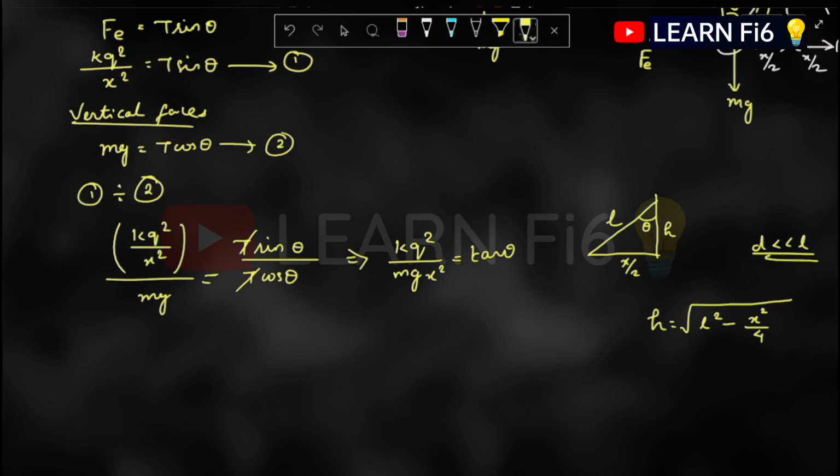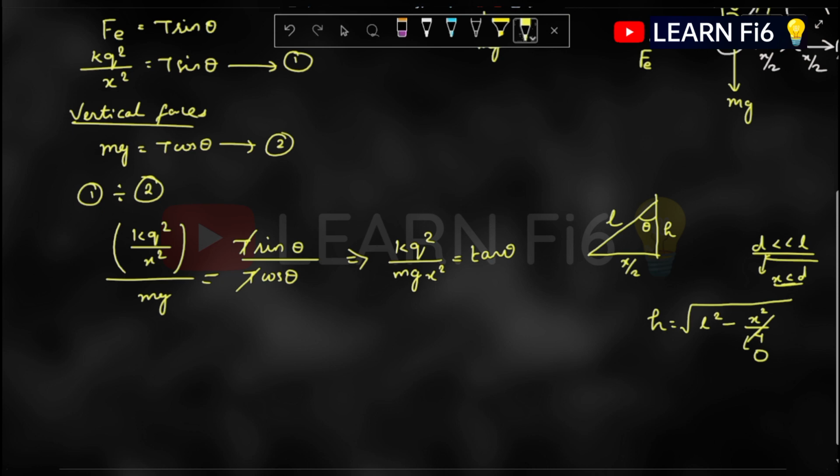If d is small, x is smaller than d. Okay, so d is the initial distance. When the spheres start to move towards each other, the distance between them will become x. So x will be less than d. So this is also very much less than the L value, so we can simply ignore this. Compared to L, the value of x is too small, so we can ignore this. We can take that value as 0.